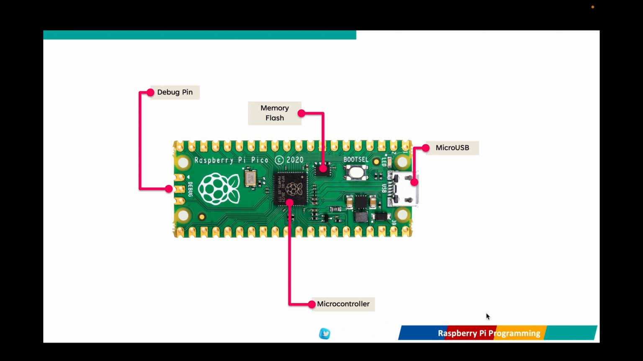The debugging pins, such as the ones shown on the left-hand side, make it easier for developers to debug code using external hardware like a UART to USB adapter. It supports programming in MicroPython and C or C++, making it accessible to both beginners and advanced users.